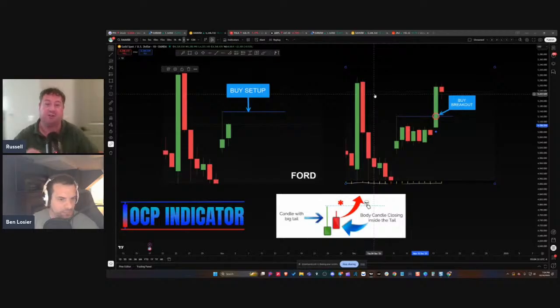Yeah, definitely. One question I had for you was, is there a name for this pattern where you have this big wick on the OCP and then a candle closing inside the body of the candle or the wick?